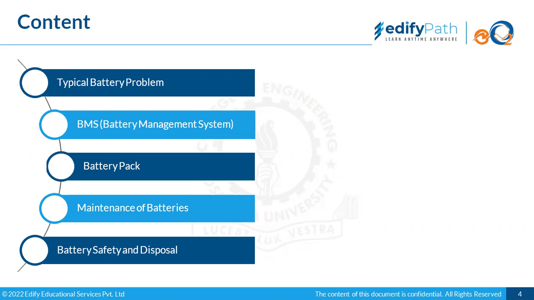Now, these would be the major contents that we will be covering going ahead: typical battery problems, then BMS, which we will discuss in brief, then battery pack, maintenance of batteries, and battery safety and disposal.